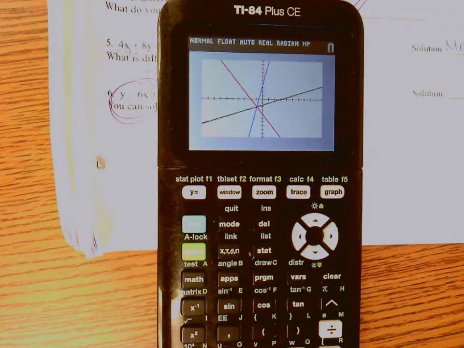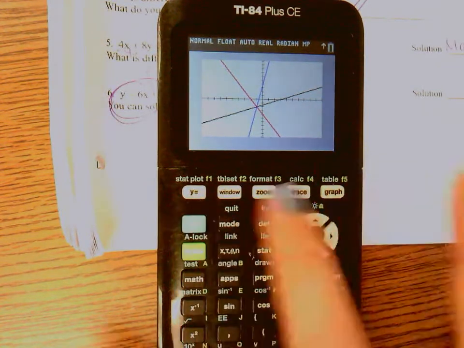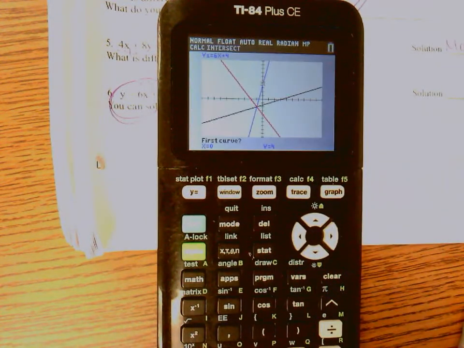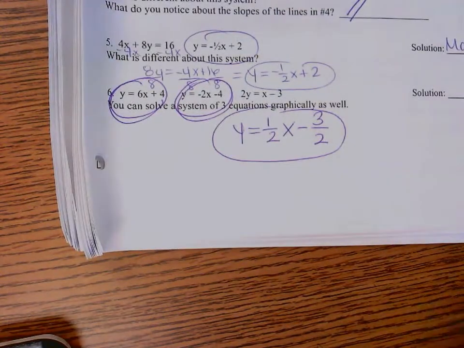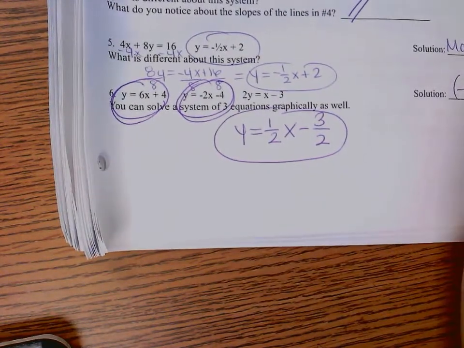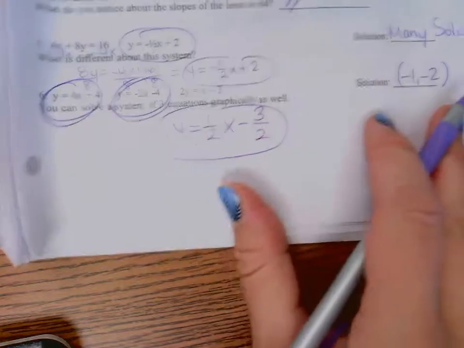And your calculator cannot ask about 3 different lines. So you're just going to have to use 2 of the lines and find the intersection point, but we can visually see that they're all intersecting at the same place, right? So second, calculate intersect. I'll pick the blue and the red line, and then I'll just zoom up to the intersection point. So it looks like they intersect at -1, -2. Did you get that okay?